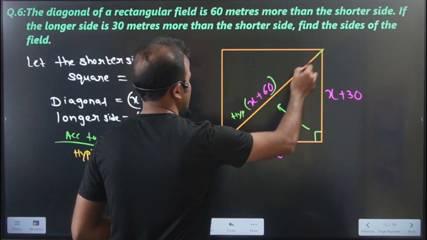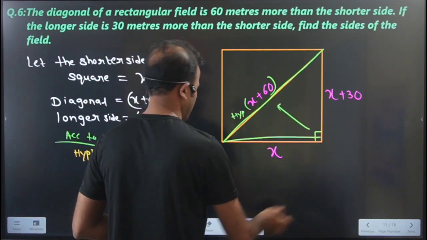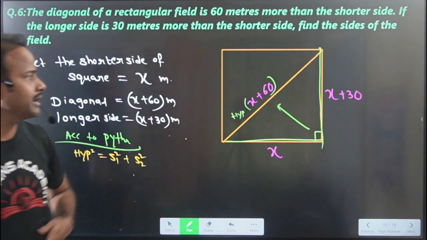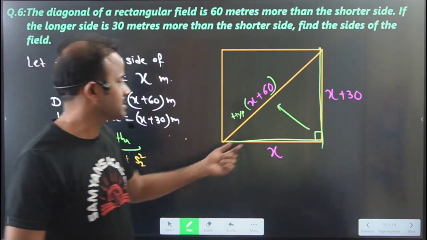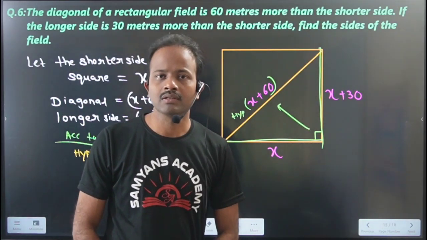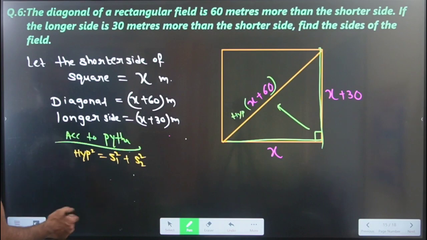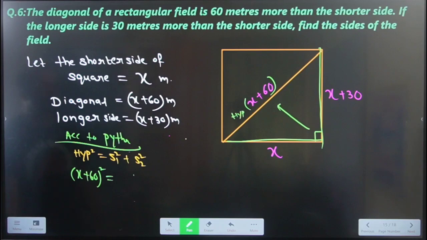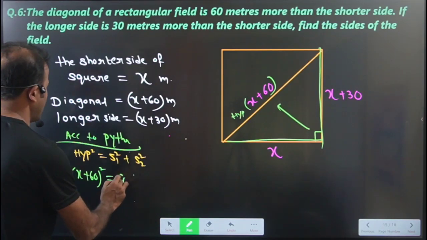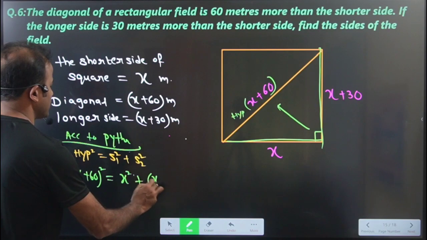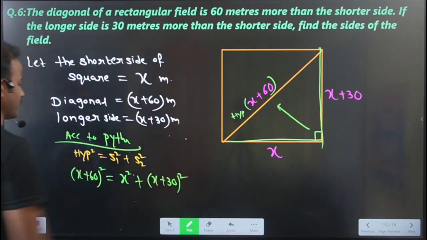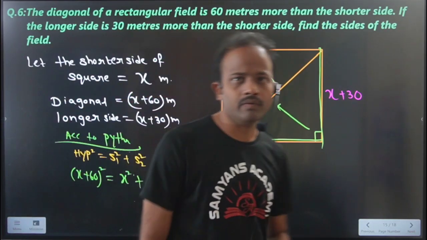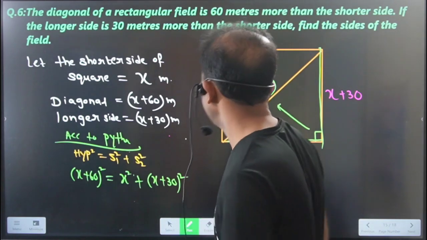Assume this as a right angle triangle. In this right angle triangle, the diagonal value we have is x plus 60. One of the sides is x and the other side is x plus 30, right? The hypotenuse is x plus 60 whole square, which is equal to side 1 square, x square, plus side 2 square, x plus 30 whole square. Then just calculate it and you will get a quadratic equation. When you solve that quadratic equation, you will get the x value.